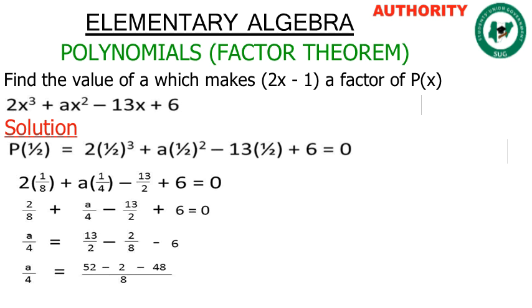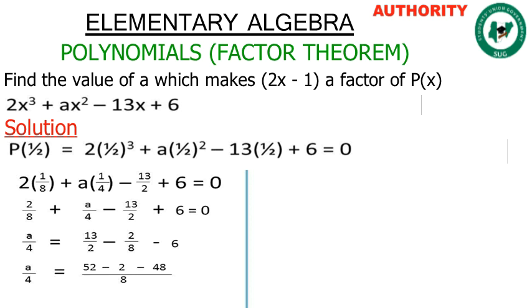Let's collect like terms and let the rest go to one side. So we're going to have a all over 4 is equal to, the minus 13 all over 2 goes to the other side to be positive, 13 all over 2. Then 2 all over 8 goes to the other side to turn to minus 2 all over 8, and 6 turns to minus 6. Okay, alright, let's go. We're going to have a all over 4 is equal to 13 all over 2 minus 2 all over 8 minus 6.